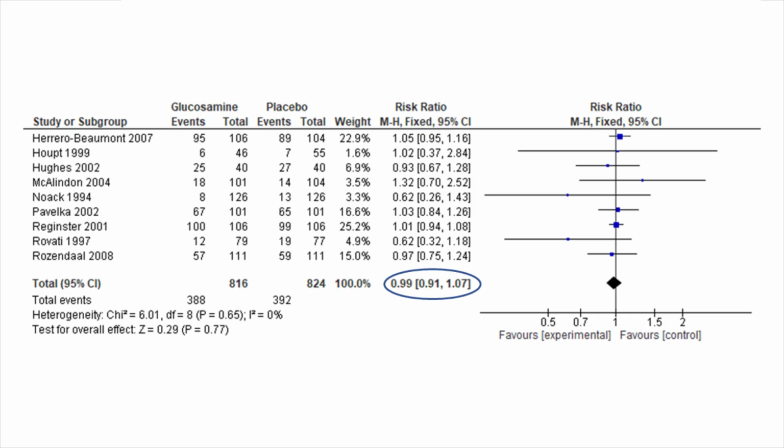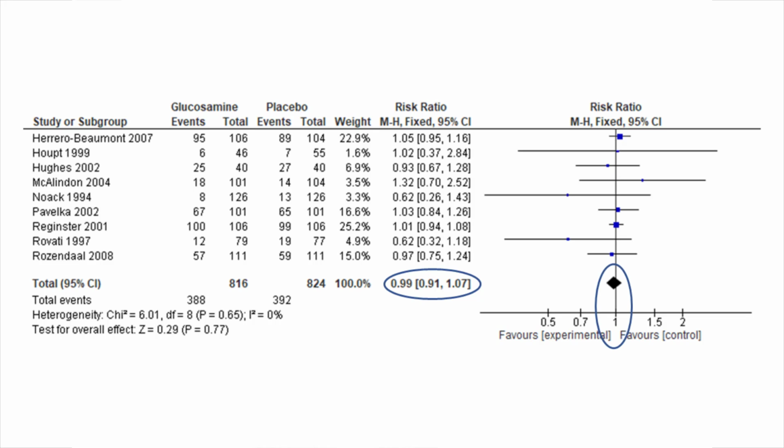And then when all the studies are brought together to find out how many people had a fracture and how many people didn't, we come up with the risk ratio or a relative risk. And this is at the bottom right-hand corner of the slide. In this case, it was 0.99.